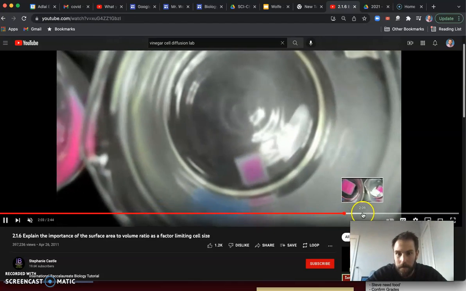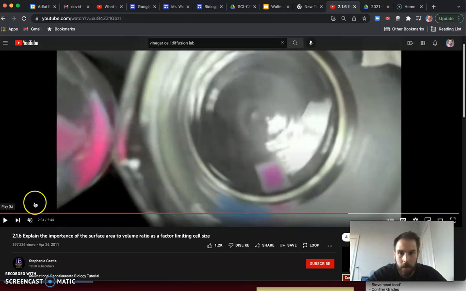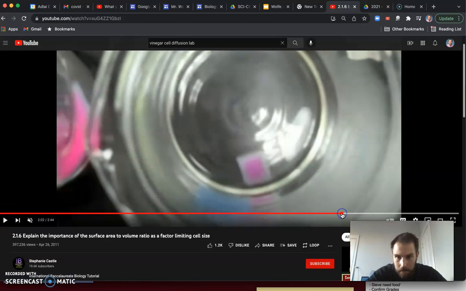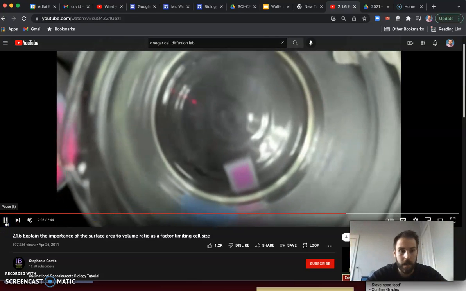All right, I'm going to fast forward a little bit. Ooh, this is a great stopping point. I know it's a little bit blurry, but we could see at the end of the experiment, this looks like they maybe did it after about 5 minutes or so. See this clear line? That's the amount of hydrochloric acid that's diffused in, and the pink is where that hydrochloric acid has not diffused in yet. So that's the small cell.